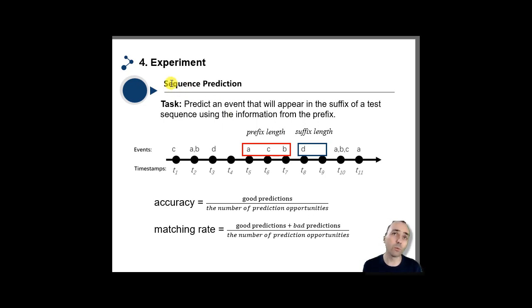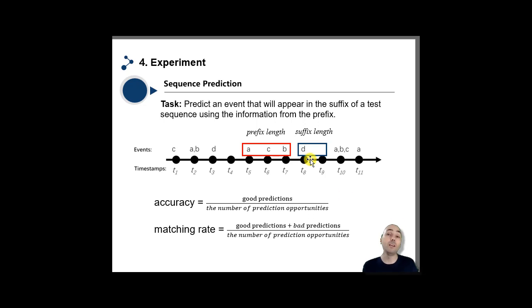So, what is sequence prediction? It means you have a sequence like this, and we observe some events, which we call the prefix. Here I observe some events A, C, B, and I want to predict what will happen after, in the suffix. Let's say I don't know what will happen after. I want to predict what will happen after A, C, B. For example, D. If I say D, it will be a good prediction. If I don't say D, it will be a bad prediction.